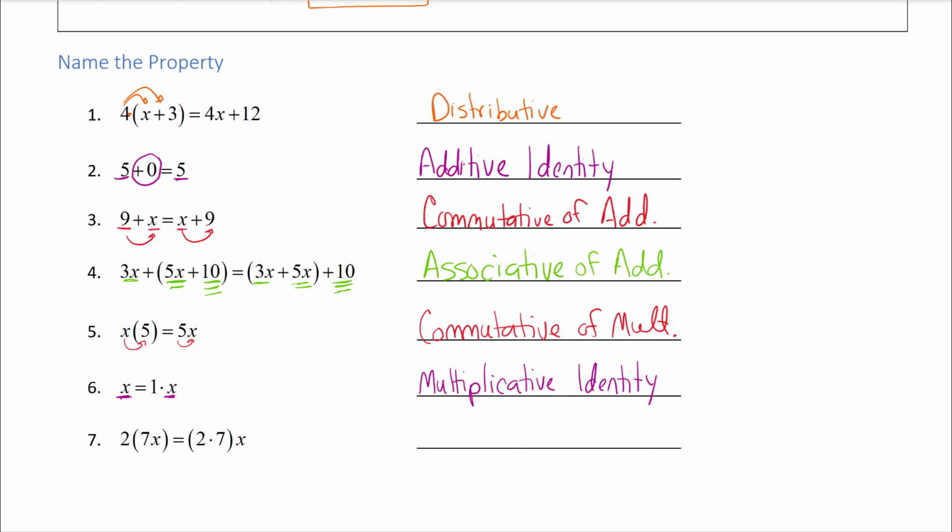All right, our last one, 2 times 7x, or 2 times 7 times x. So notice the 2 and the 7 and the x are all in the same order. There's 3 things and the parentheses are moving around, so that's an associative property. But this time it's an associative property of multiplication because we're multiplying 2 times 7 and x. So those are all your properties.